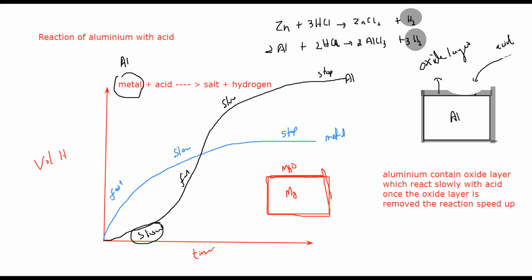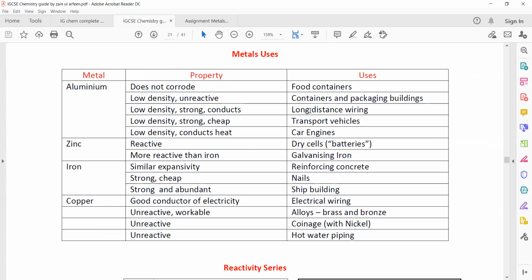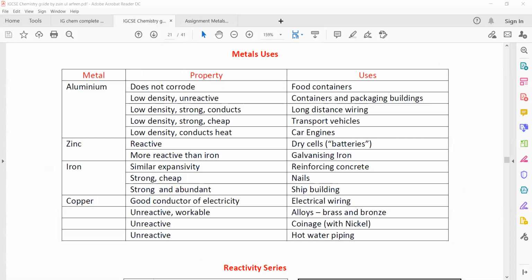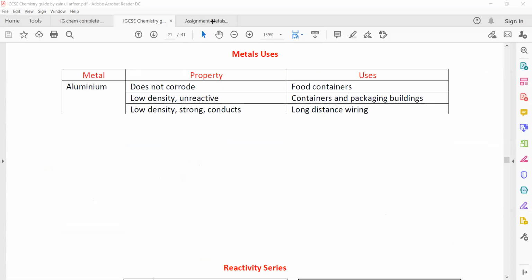So there is a question related to the extraction of aluminium. Before that, I want you to copy this table. Then I will discuss a question as well. Not all of it, only the first three parts I want you to write. Does not corrode, so we can use it as a food container. Low density and unreactive, so we can use it in packing buildings. And one more thing, low density, so we can use it for aircraft bodies.